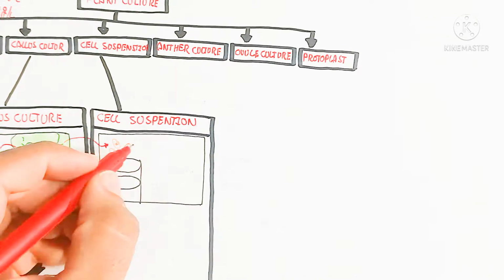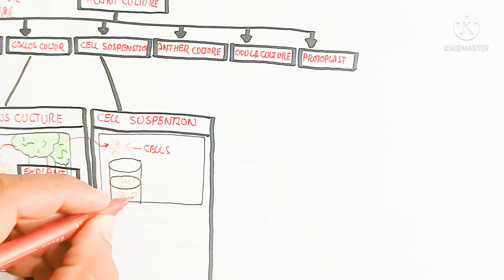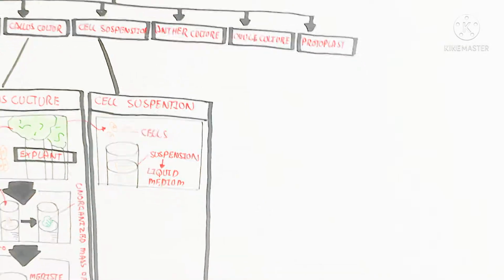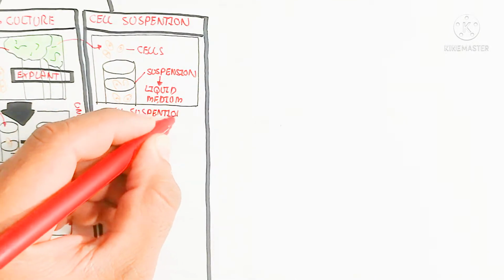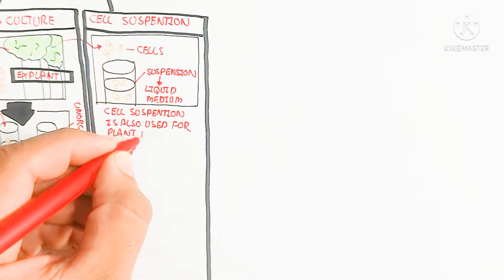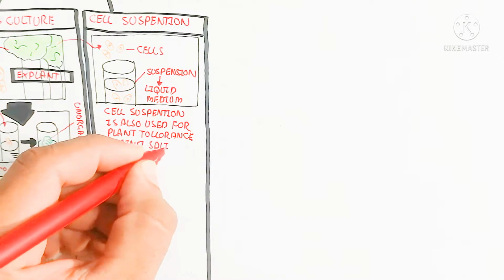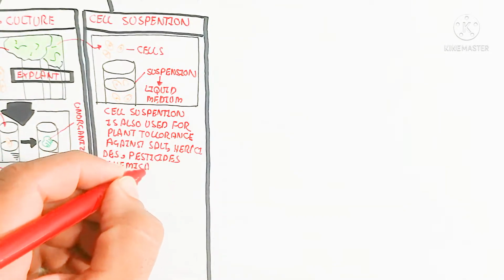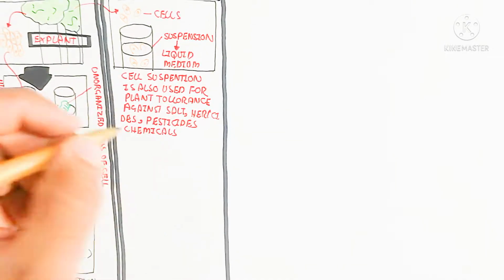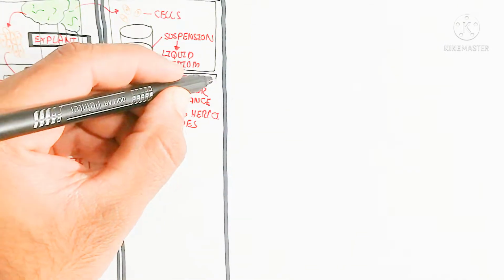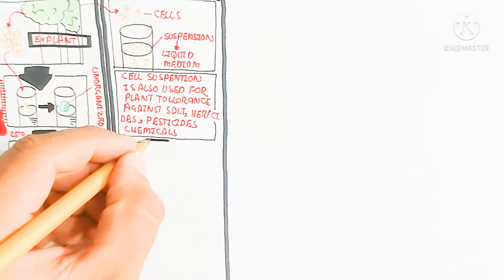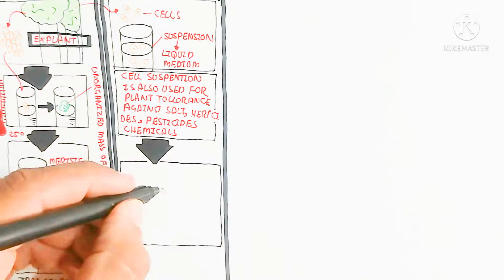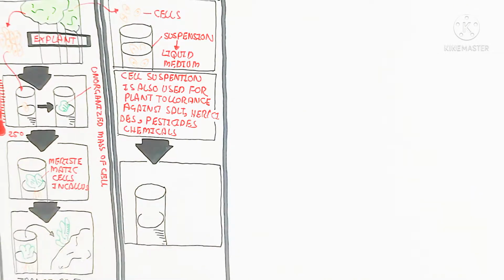So here is the nutrient media, and we will put the cells that we isolate from the explant into the nutrient media, and suspension will occur in the liquid media. This is the liquid medium. Cell suspension is also used for plant tolerance against salt, herbicides, pesticides, and chemicals, and we can identify the pesticide effects and chemical effects.